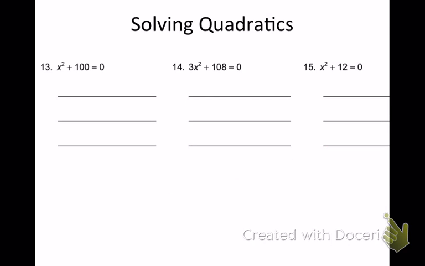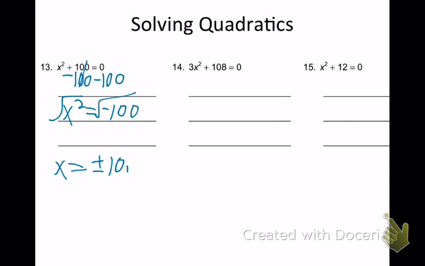Take a couple seconds, try these 3 on your own. All right, number 13. Katie, walk me through it. What'd you do first? So we minus 100. So I get x squared equals negative 100. And you get for an answer x equals plus or minus 10i. Nice job.